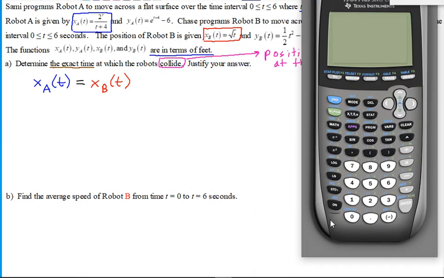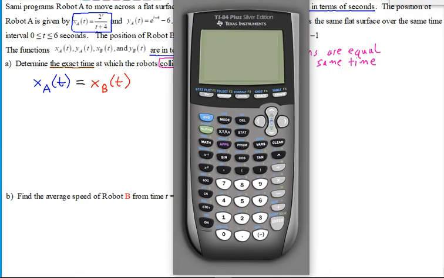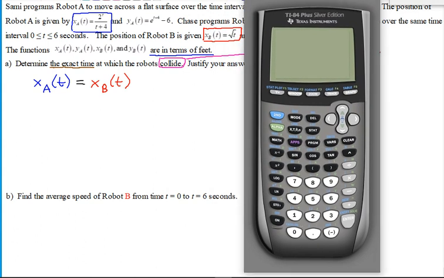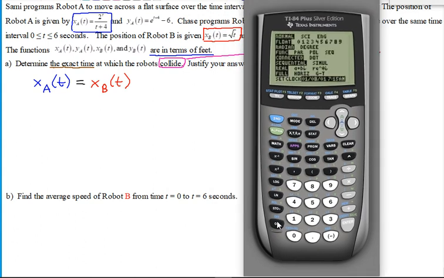So let's look at the 84 first. So to change it to parametric mode on the 84, just hit the mode button. And then normally it's on function mode, regular function mode. And we still will use that, but we're going to switch it to par here, stands for parametric. Hit enter on that. And then you can quit out of here. And then when you hit y equals, notice it looks a little different. So x1t, that is our x coordinate. We'll use robot A and robot B for x2.